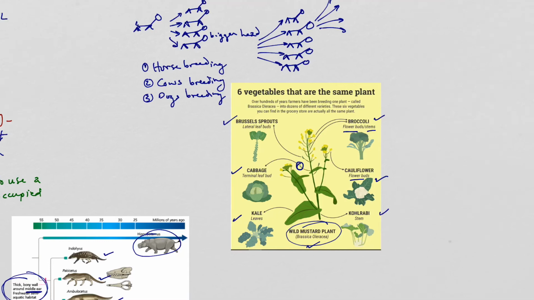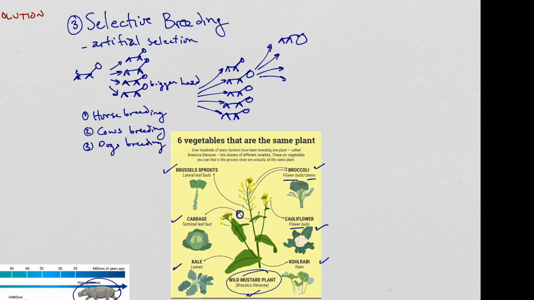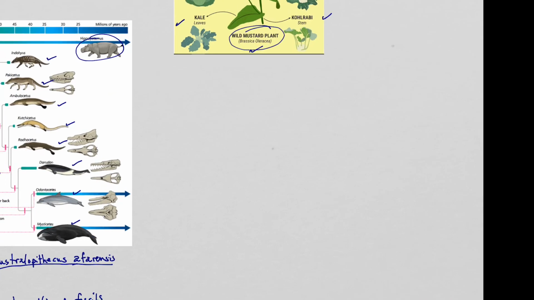Okay, so we just have two more that'll be really quick here. Two more pieces of evidence for evolution. Number 4 are vestigial structures. Vestigial means leftover.